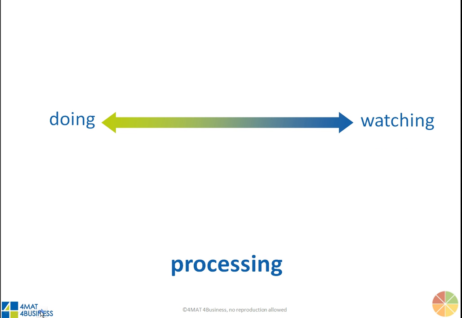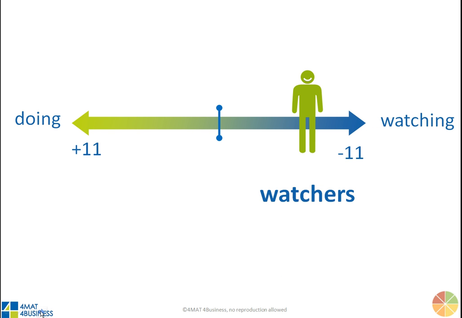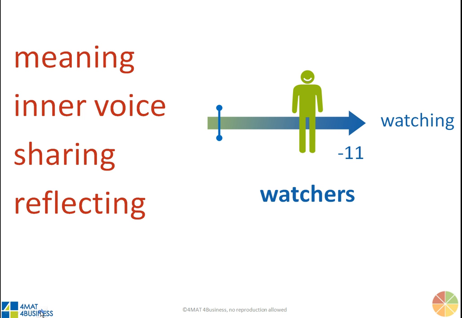With the action of processing and the two ends of that spectrum of watching and doing, there's a preference that you have on that particular process, and the learning type measure gives you a score of +11 to -11 that defines where you fall on that spectrum. So when you have a negative number, you're saying that you have a preference for the action of watching when you are processing new information and new knowledge. So what does that mean?